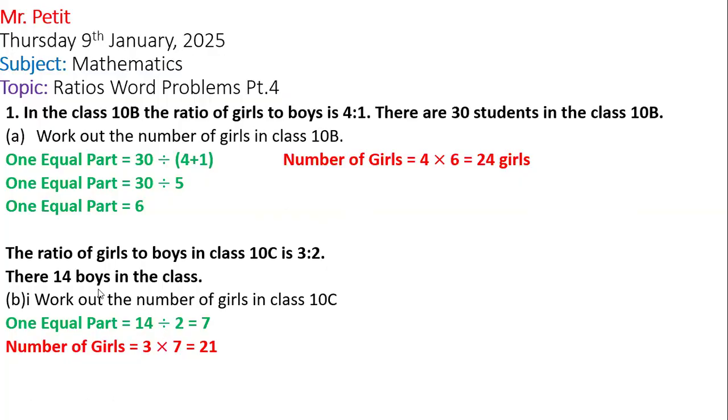Now the one equal part is going to be, see, the only information they give us for this class is that it has 14 boys. This class 10C, that's 14 boys. And so that 14 boys is represented by this number 2 because that's 2 equal parts. So if 14 is 2 equal parts, that means that in order for us to find 1 equal part, we have to take 14 divided by 2. And that's how we find 1 equal part.